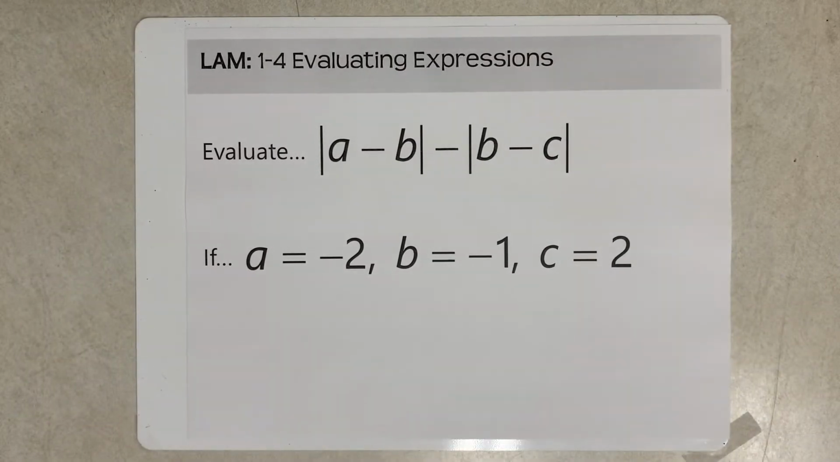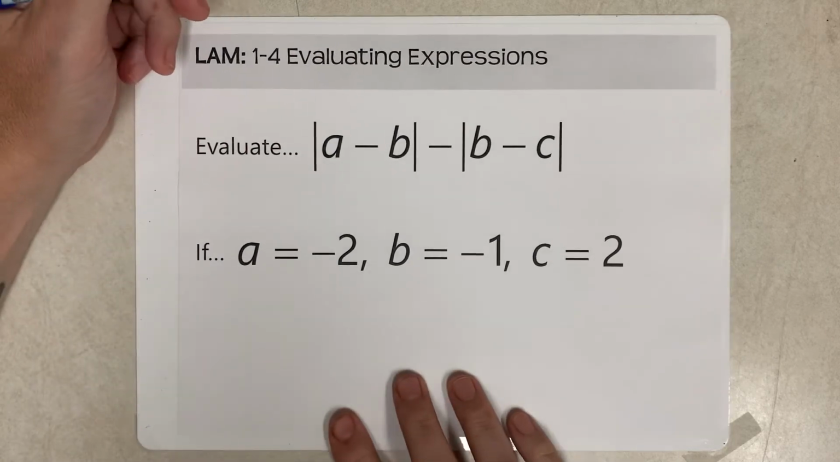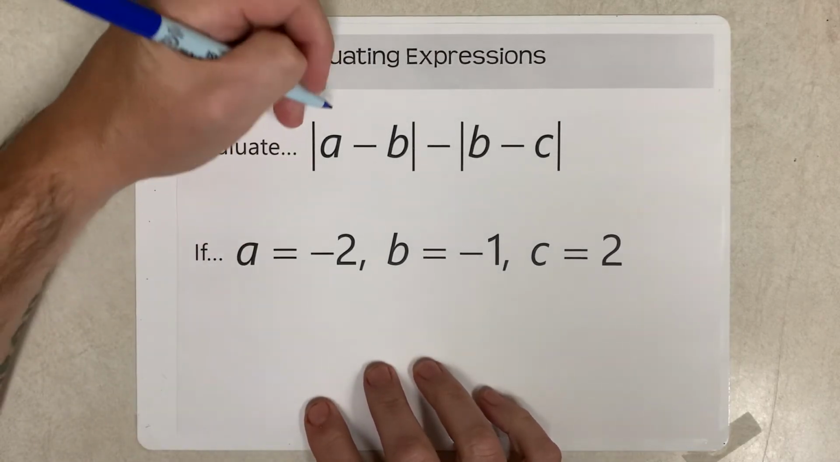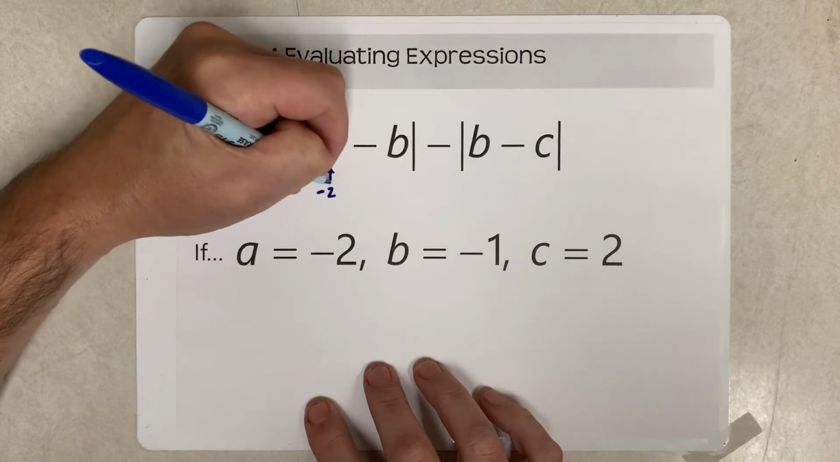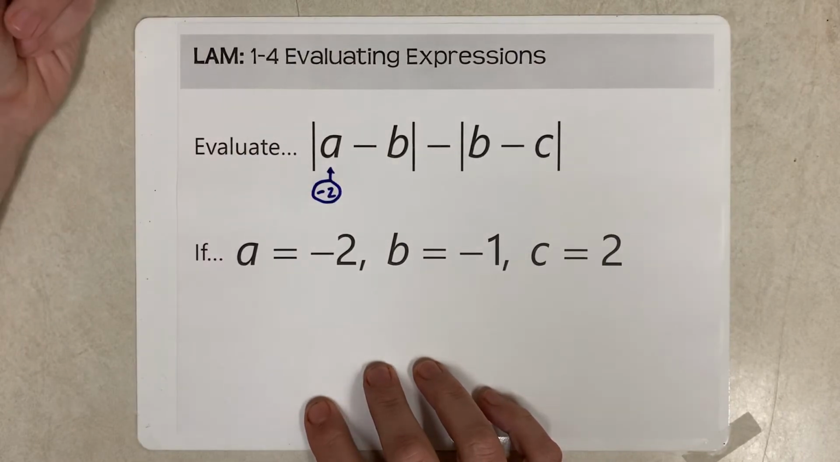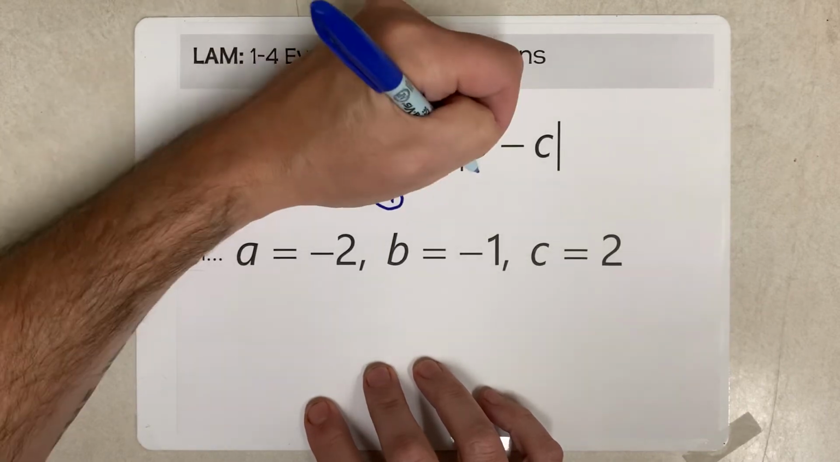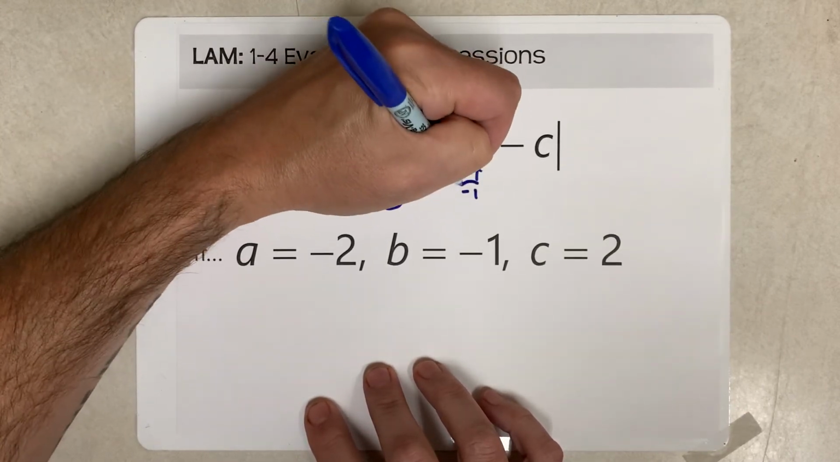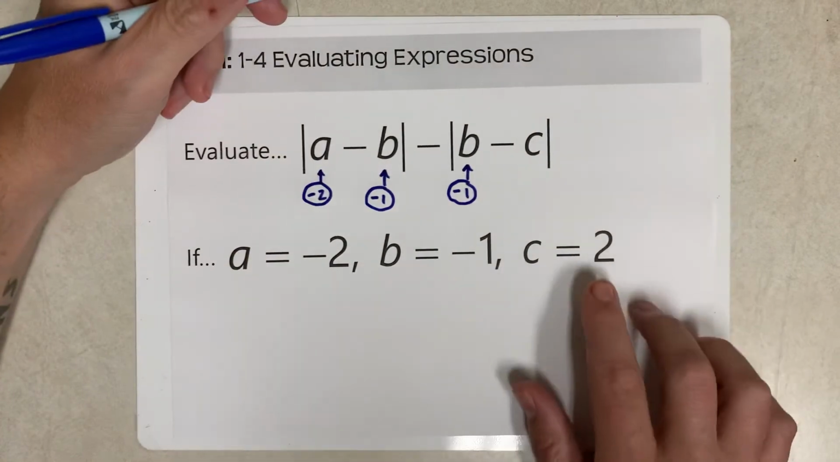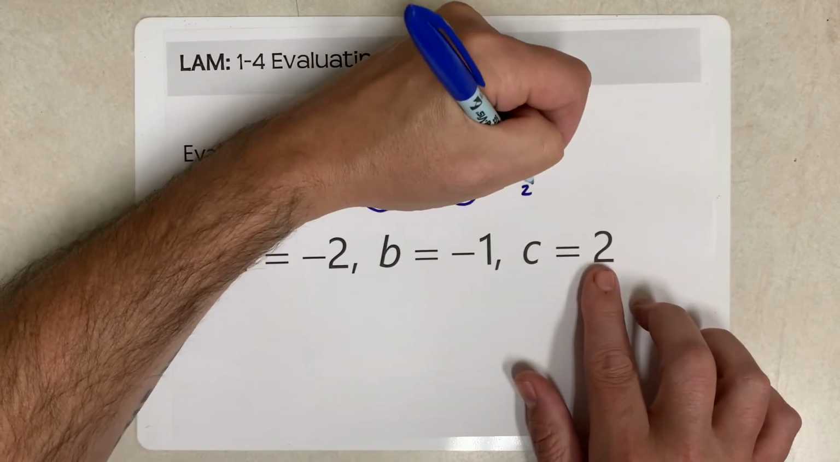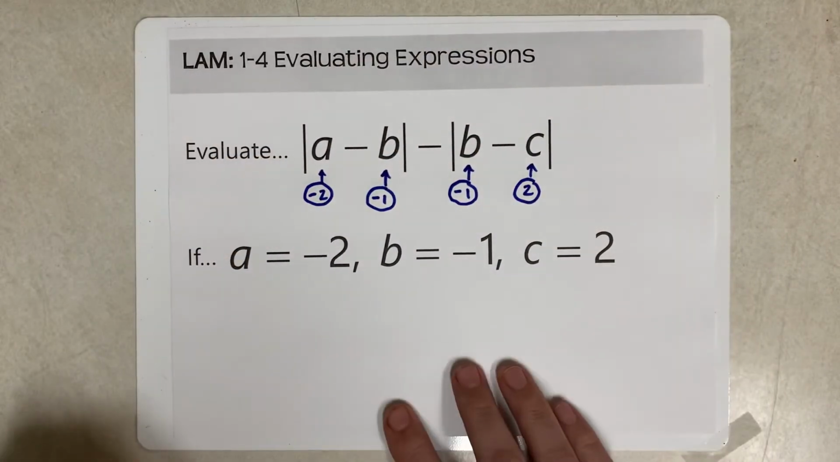All right, let's take a look at our last one here. Our last one, let's go back to blue this time. |A minus B| minus |B minus C|. Okay, so we have some different letters here. A is -2. Okay, that's it. B is -1. And teachers love to give you negative numbers just to challenge you. C is +2. Okay, let's plug those in and see what we got.